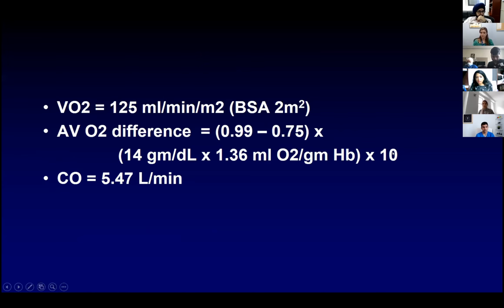So if you use these numbers, you'll get a cardiac output of 5.4, which is a normal cardiac output. And you can see if somebody has a much lower venous oxygen saturation, then the denominator is going to be larger and the cardiac output is going to be lower.